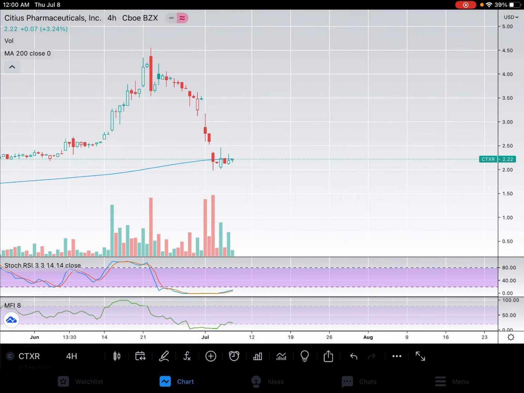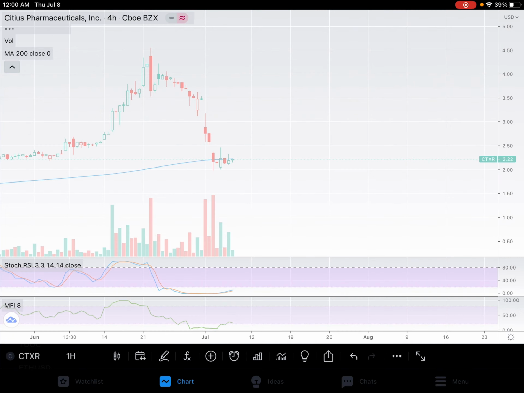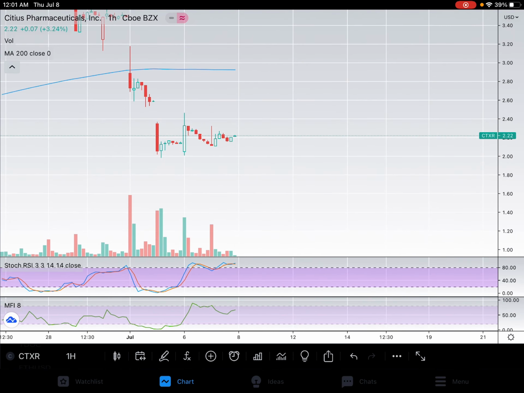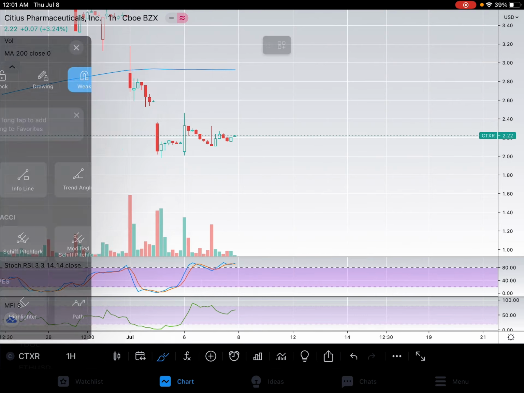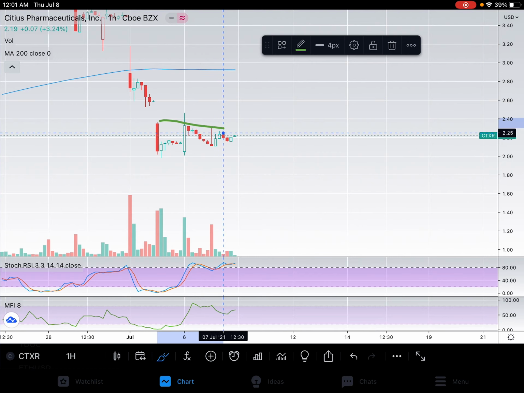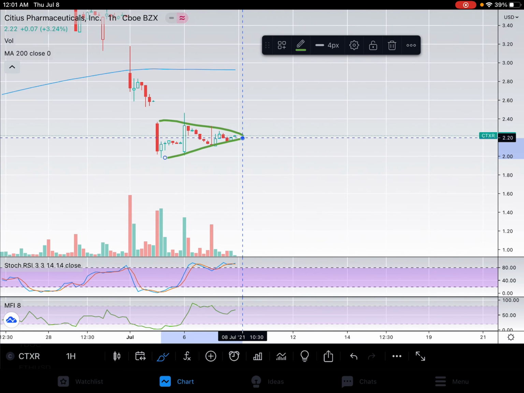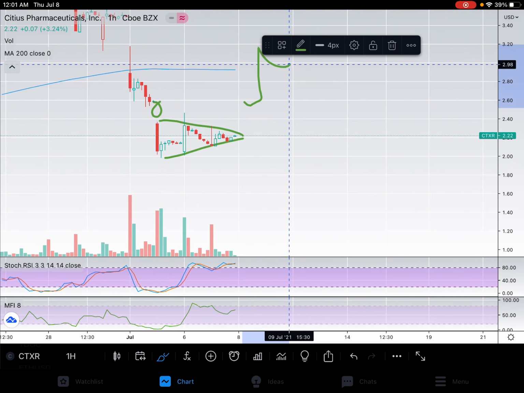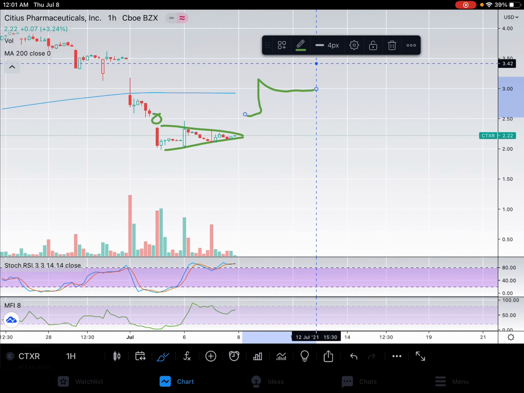I mean, it looks like it's trying to flag here. Let's look at the 1 hour. I mean, it's making higher lows, lower highs. Let's see, it could be making a little bit of a wedge here. Breakout, maybe fill this gap. Consolidate again, fill another gap, consolidate. That's what you want. You want these flags, and you want them to break to the upside.